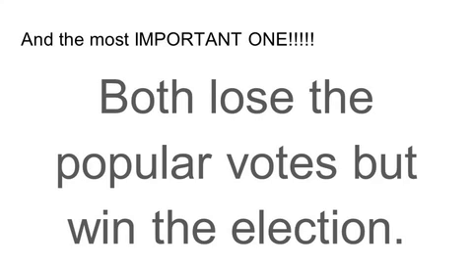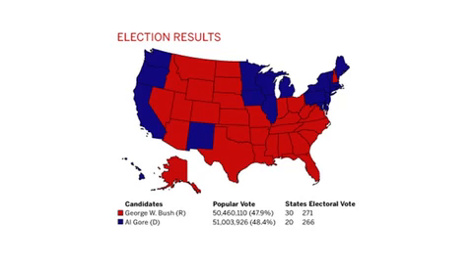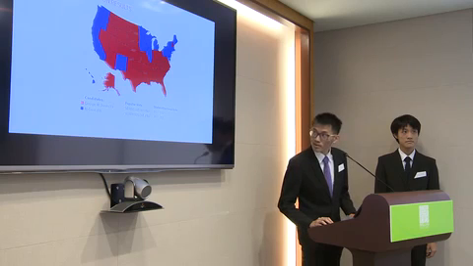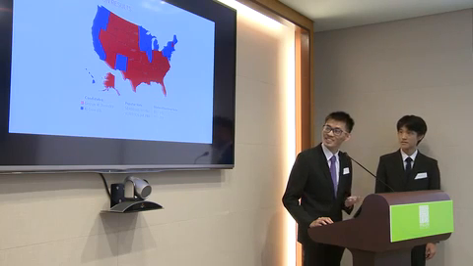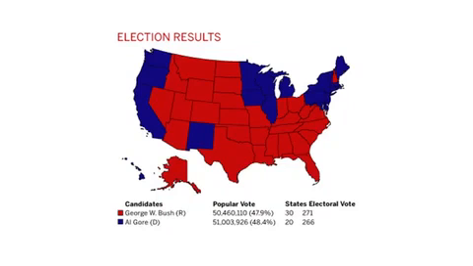So let's see the results of the two elections. This is the election for Bush, and we can see that the popular vote of Bush is 15 million, and his opponent has more than 51 million. He lost the popular vote by about 0.5%, and he won the electoral votes by 5, and this caused him to win the 2000 election.